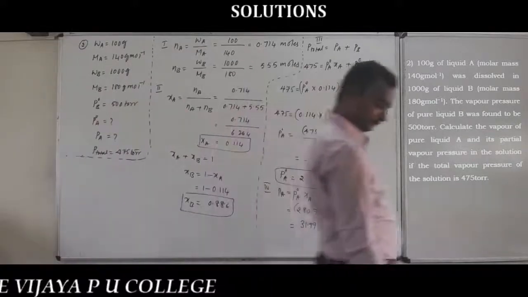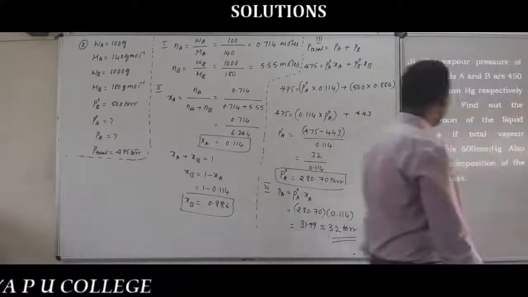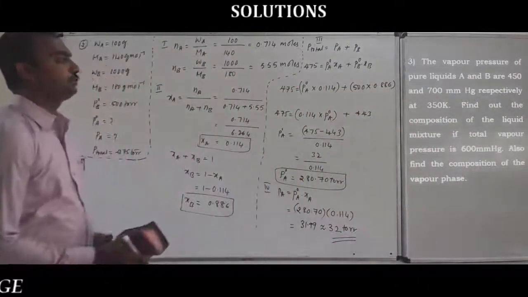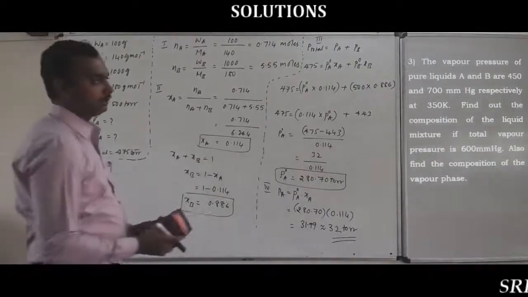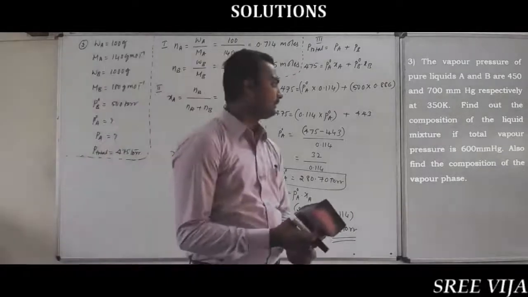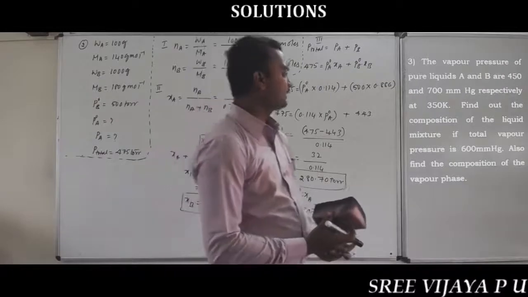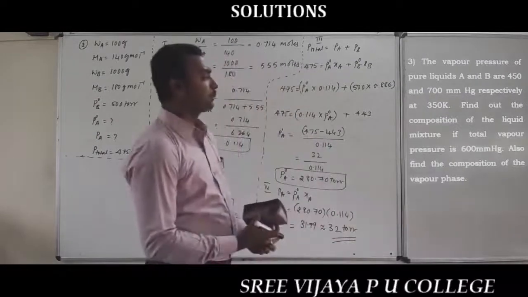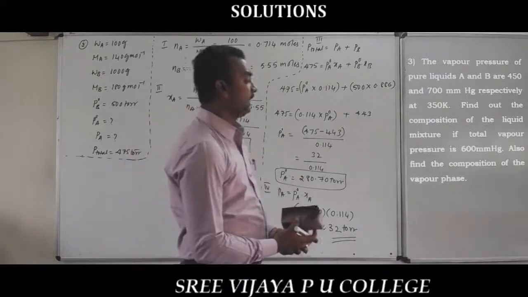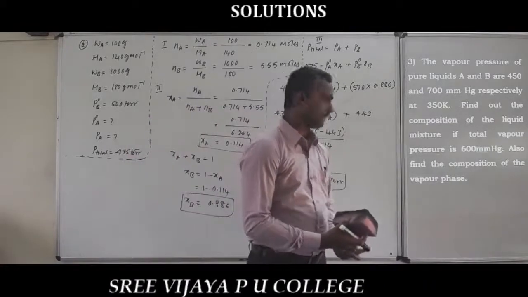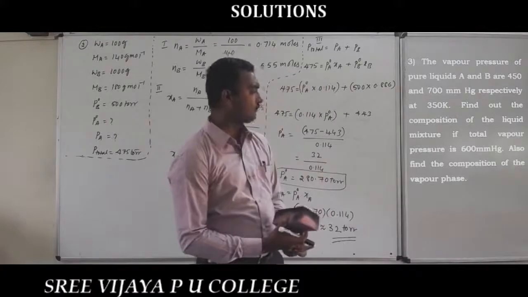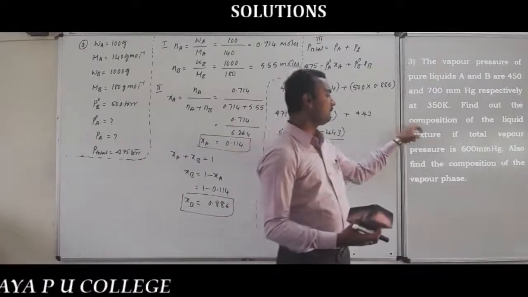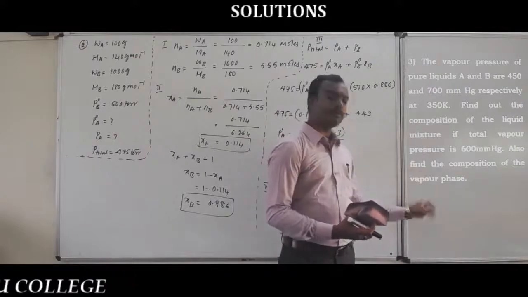Next problem. Somewhat different problem. The vapor pressures of two liquids A and B are 450 and 700 mm mercury respectively at 350 Kelvin. Find out the composition of the liquid mixture. If the total vapor pressure is 600 mm mercury, also find the composition of the vapor phase. Composition of liquid mixture and composition in vapor phase.